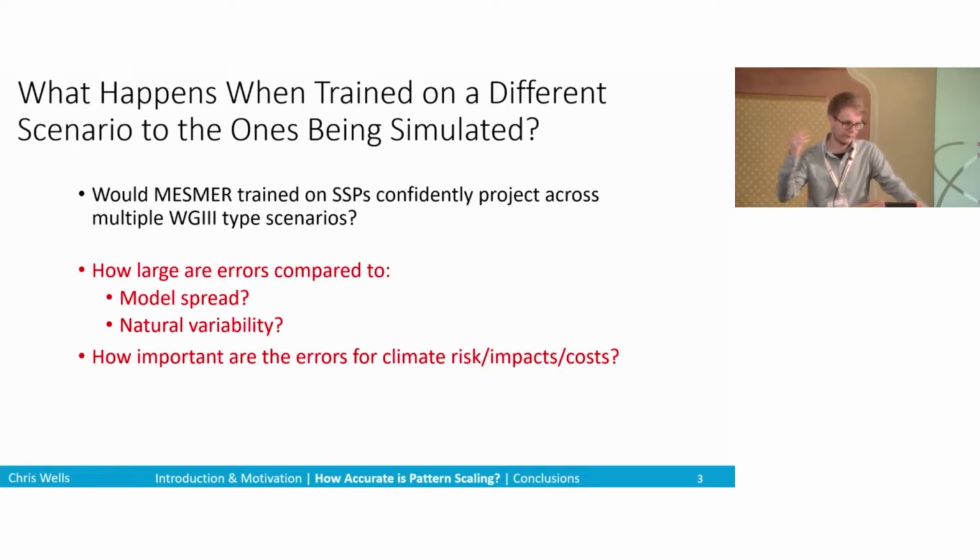And so that's the black bullet point, and the red bullet points are the future questions. This is very much initial steps. One thing to consider is, if we have these errors, how large are they compared to other sources of error, like model spread and natural variability? It's very important to quantify that. And then also, how important are these errors in terms of climate risks and impacts associated with that?